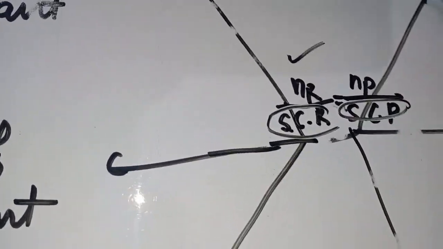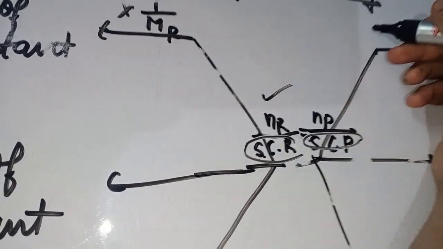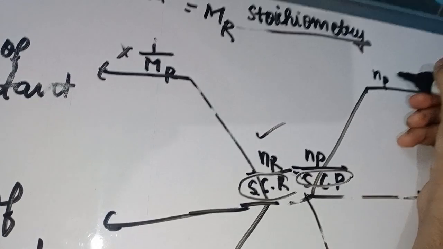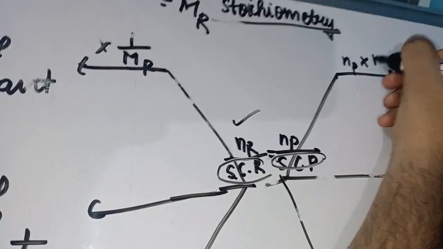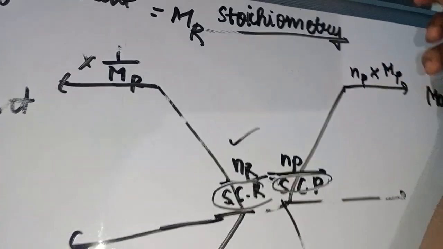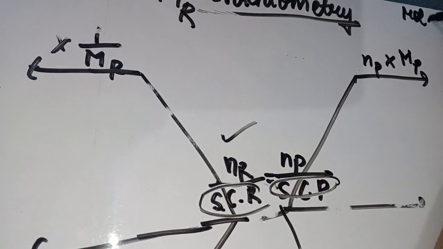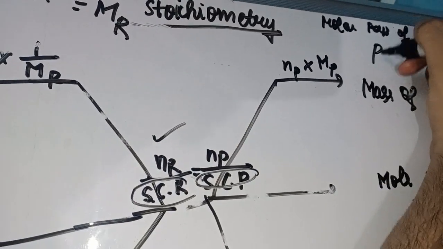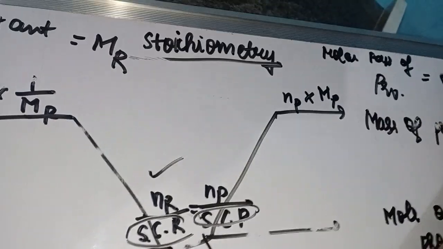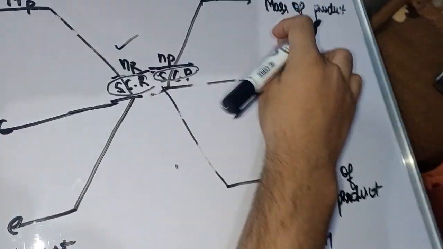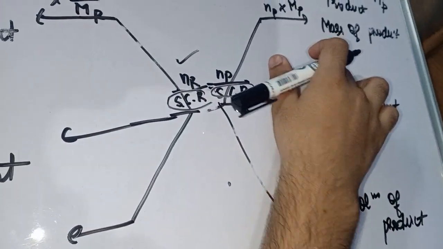Now we have reached here with number of moles of product. Now number of moles of anything can be converted into mass by multiplying it by molar mass, as you all know. So number of moles of product would be multiplied by molar mass of product. Let me suppose the molar mass of product to be Mp, though I have already written it. So from here we'll reach the mass of product.